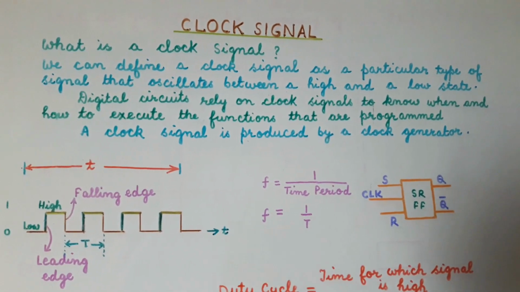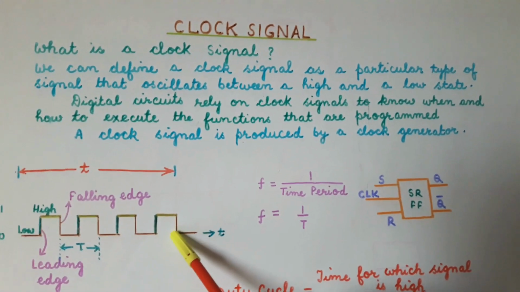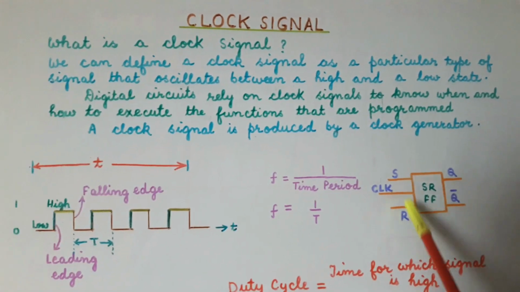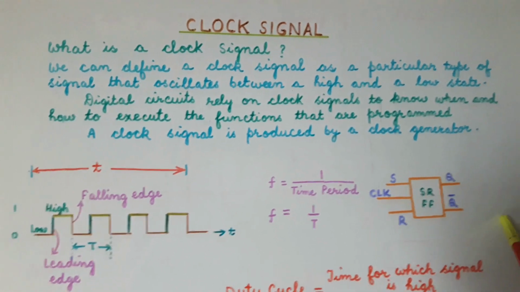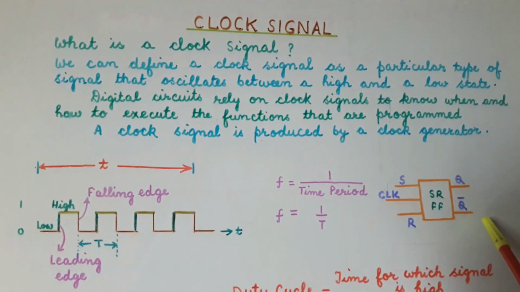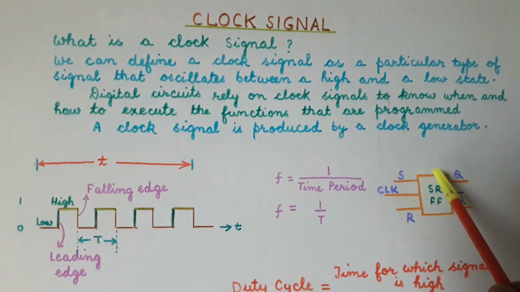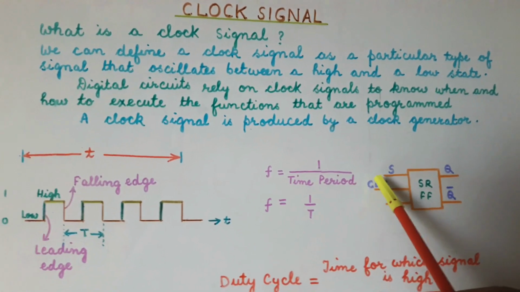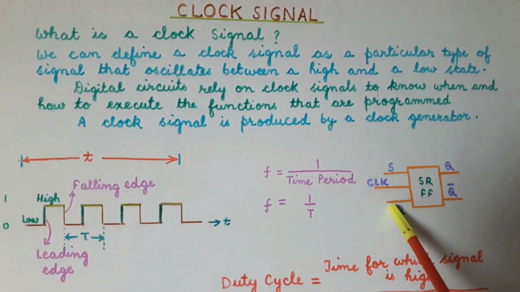Now let us suppose that we are giving this clock to a sequential circuit. Let us assume that this is an SR flip-flop. So there will be two inputs S and R, and there will be two outputs Q and Q complement. Now we have given this clock as input to this flip-flop, and we have written it as CLK, which is the short form of clock.